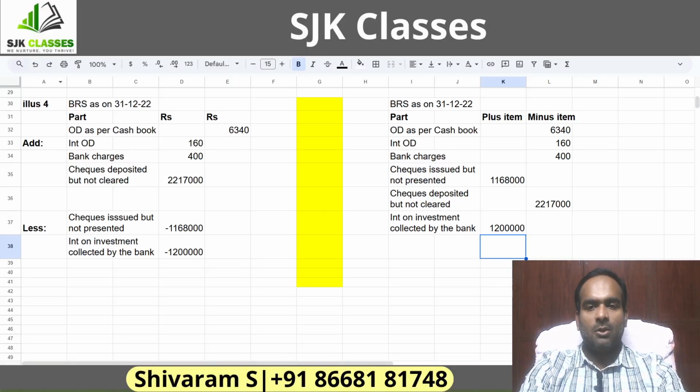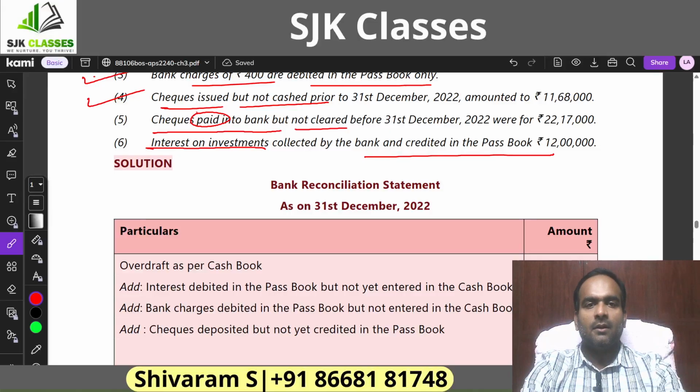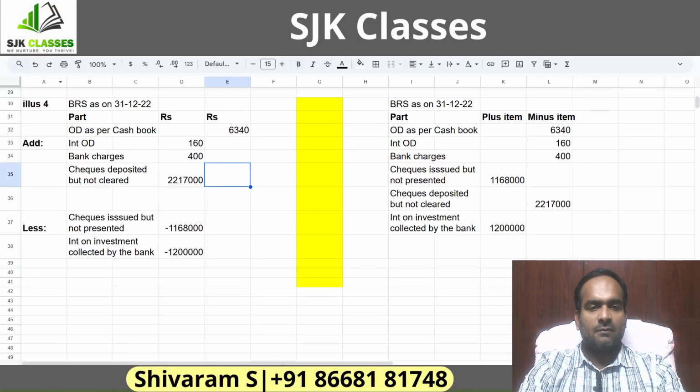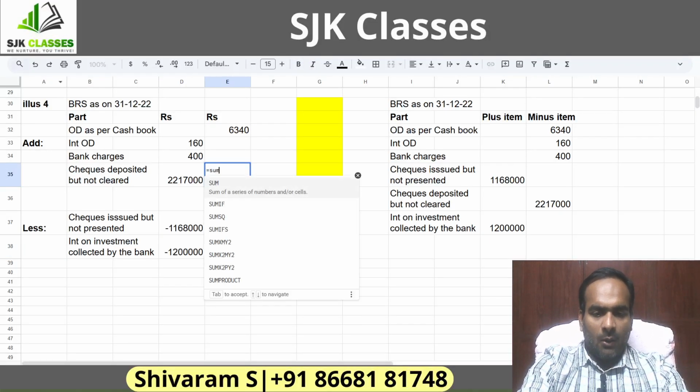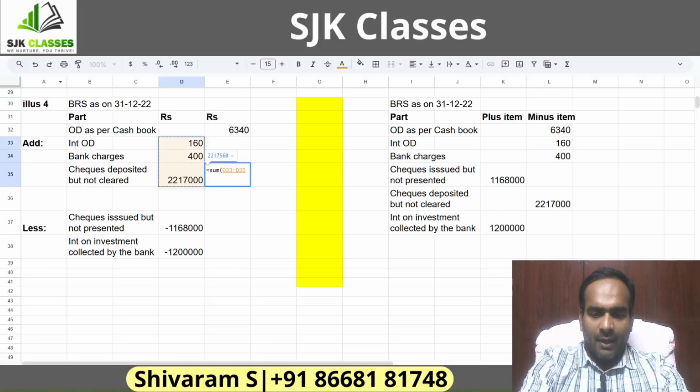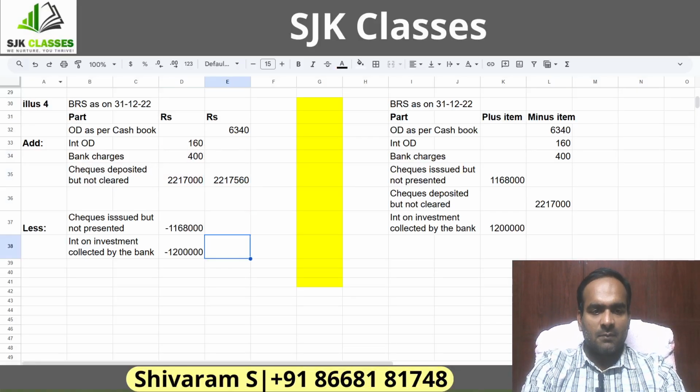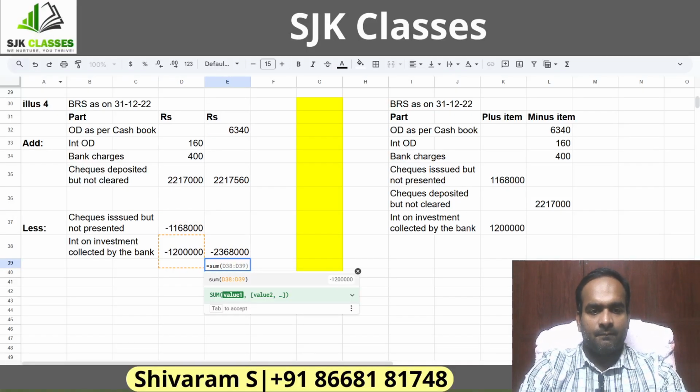That's it, yeah. It's over. So all the transactions have been done. Now we have to get the final answer. So how to do this? Those who are following this approach, add up the amount and take it to the outer column. Same way for the negative items, add the amount and take it to the outer column. Now get the final answer.